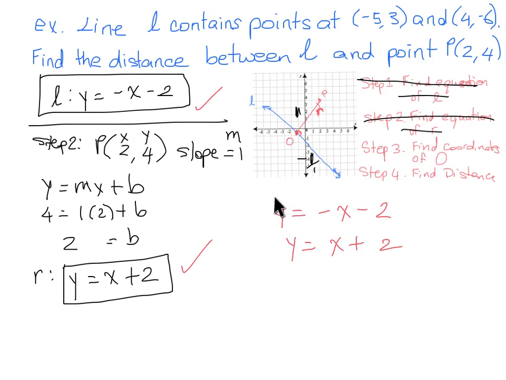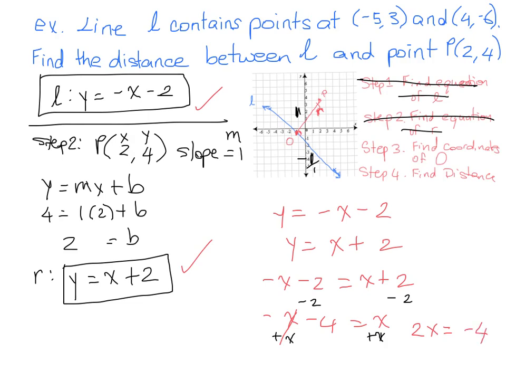So we can do a little substitution here. Since y is this and y is also this, that means this has to be equal to this. So we can now just write that negative x minus 2 is equal to x plus 2. Solving this, we can subtract 2 from both sides, and we get that negative x minus 4 is equal to x. Now we can add x to both sides, and we get that 2x is equal to negative 4, which means that x is negative 2.